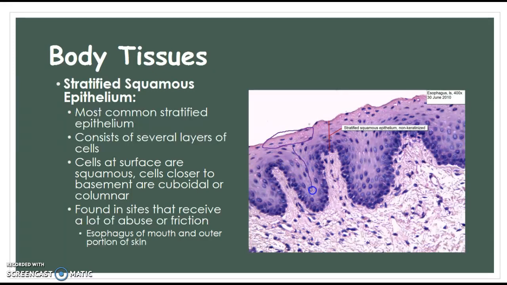And then as we move down further away, more deep into the body, the cells are going to be a little bit more cuboidal or columnar. So we find the stratified squamous in areas where we have a lot of wear and tear. So the outer portion of your skin, your esophagus, and your mouth.